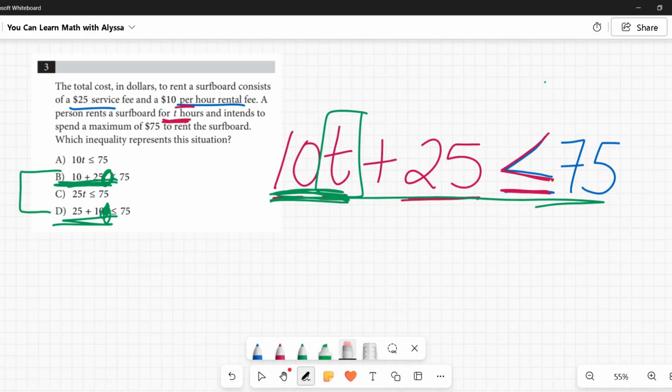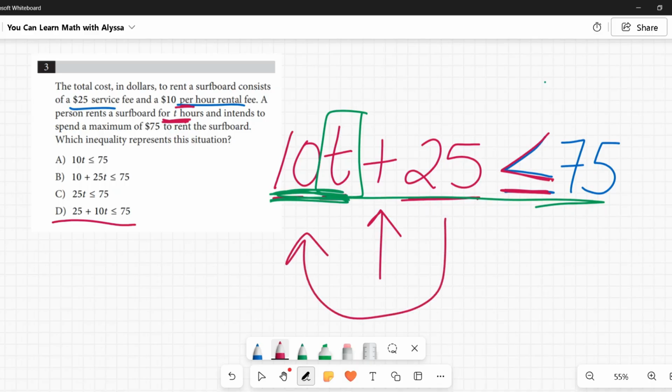They're being sneaky. So it is actually D, even though that 25 comes first, because it's a plus in the middle. The commutative property of addition says we can change the order. So yeah, you can put the 25 first and then put the 10t second. Absolutely, you can. It's not the standard way, but you can do it. So this is the same as the equation we wrote: 25 plus 10t is less than or equal to 75.